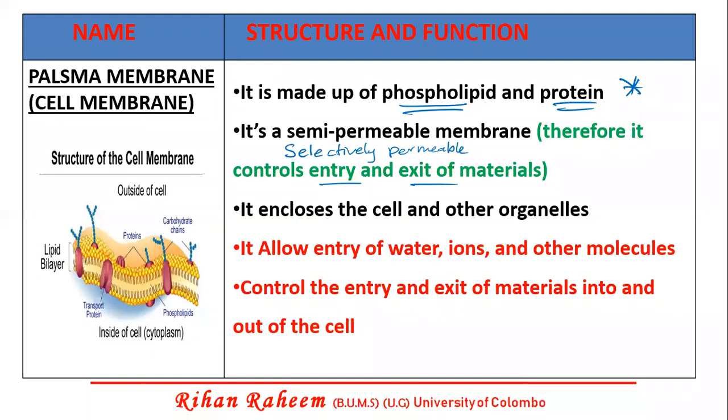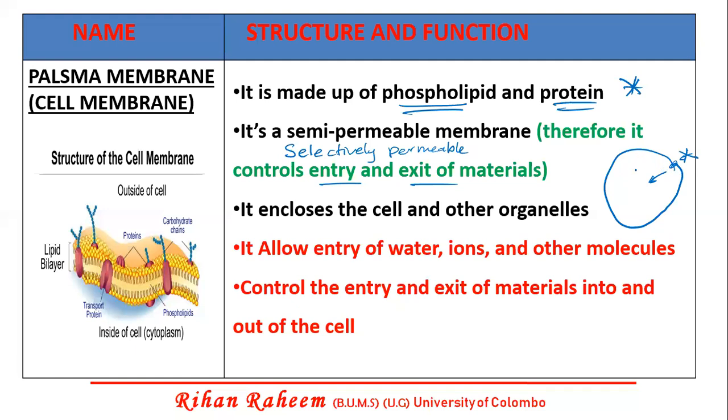Hari. So the next one is, it encloses the cell and the organelles. That means all the organelles and the liquid inside the cell are fully captured by the plasma membrane. The plasma membrane is fully packed, no holes. There are holes, but those holes are closed. If someone needs to come into the cell, they will ask permission from the plasma membrane. If the plasma membrane allows, they can come in. If the plasma membrane doesn't allow, it can't come in.